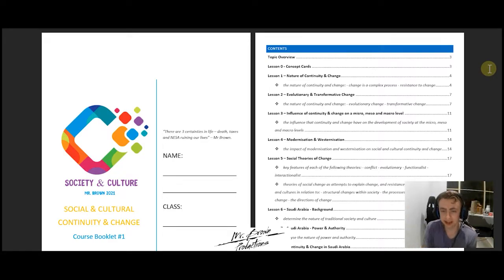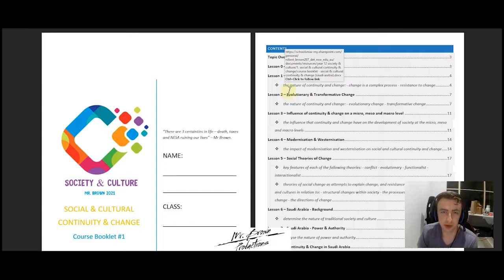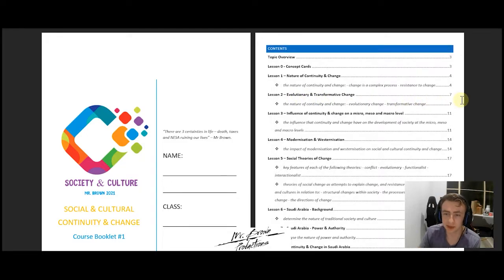Today what we're going to look at is lesson number 2, and it's looking at evolutionary and transformative change. So these are two really key concepts in this course, especially for this topic. These two concepts are without a doubt referenced in every single HSC paper I've seen since the new syllabus. There is always some multiple choice question on it.